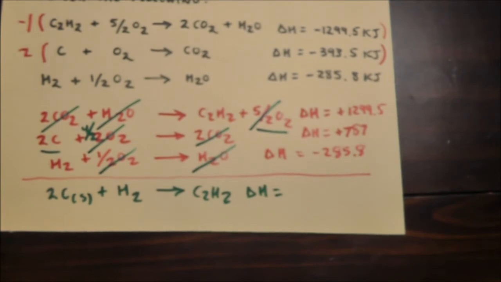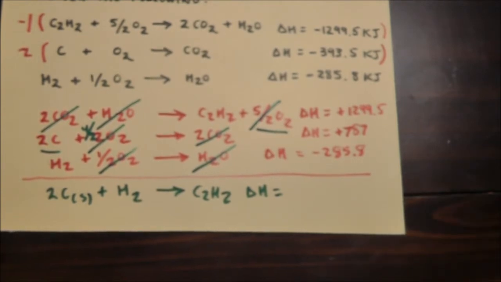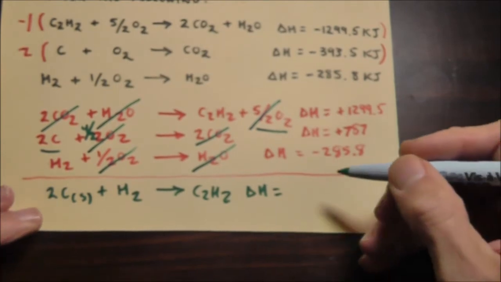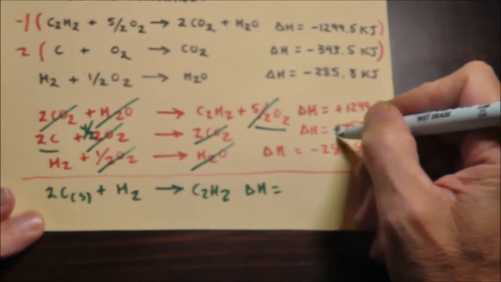So 1299.5 positive plus 787 minus 285.8 is 1800.7. All right. Oh, you know what I did? Yeah, I almost, look what I did.